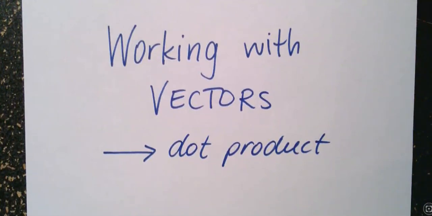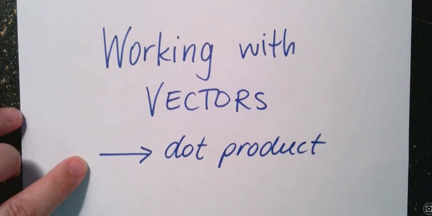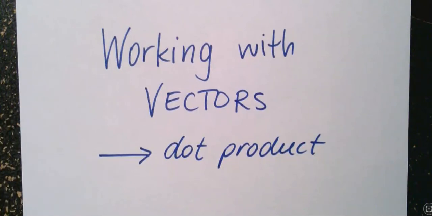Welcome, learning, growing mathematicians. I'm here to talk to you today about one of the most basic things we do with vectors, and that is we deal with the dot product of vectors. It's basically the way of multiplying two vectors that you will encounter, and we use it in a lot of different applications and a lot of different situations and different formulas.